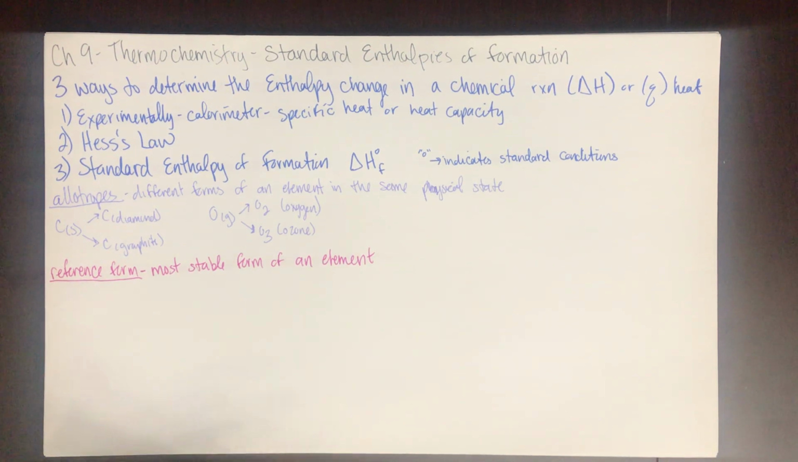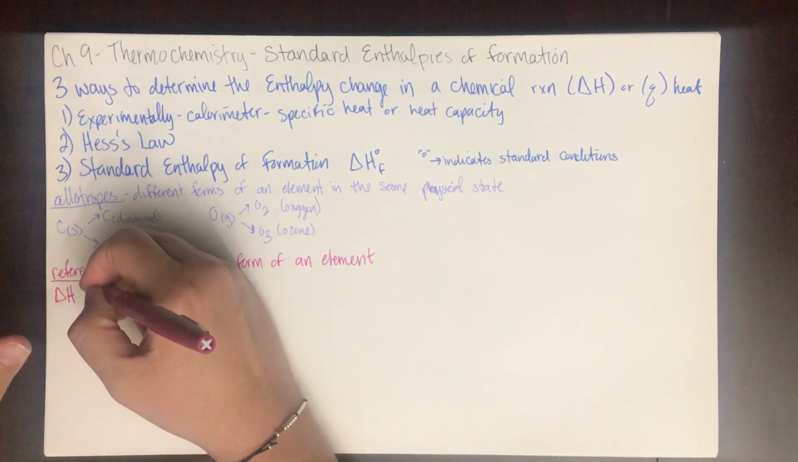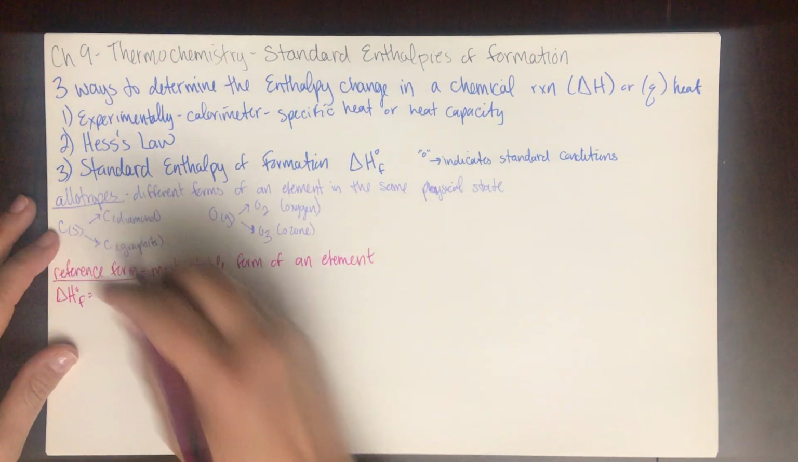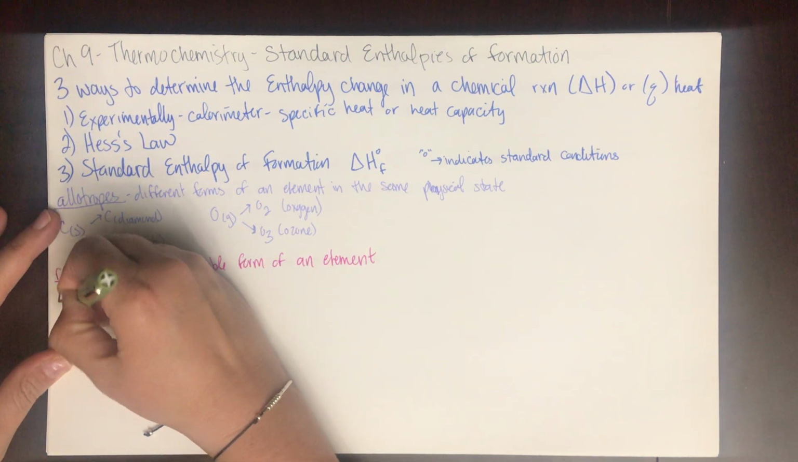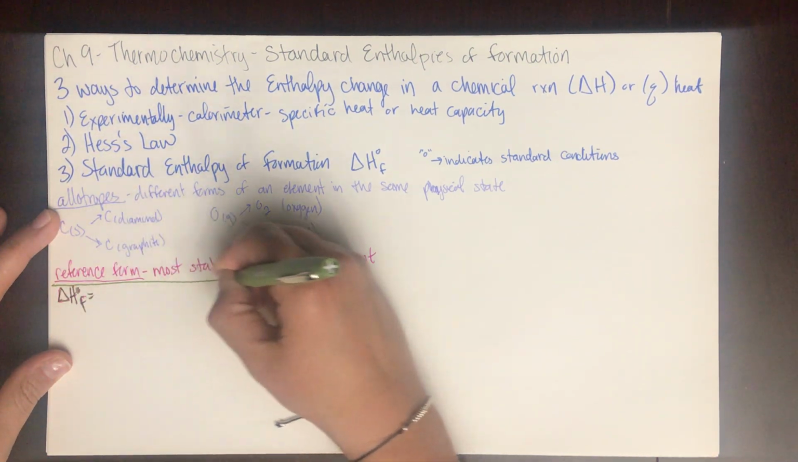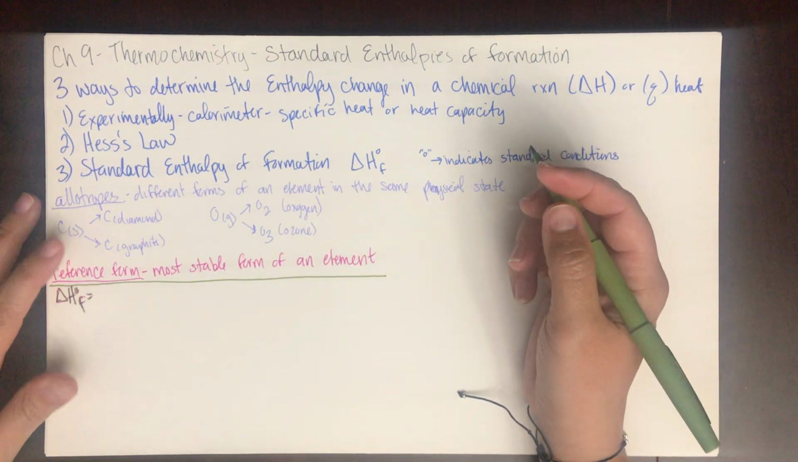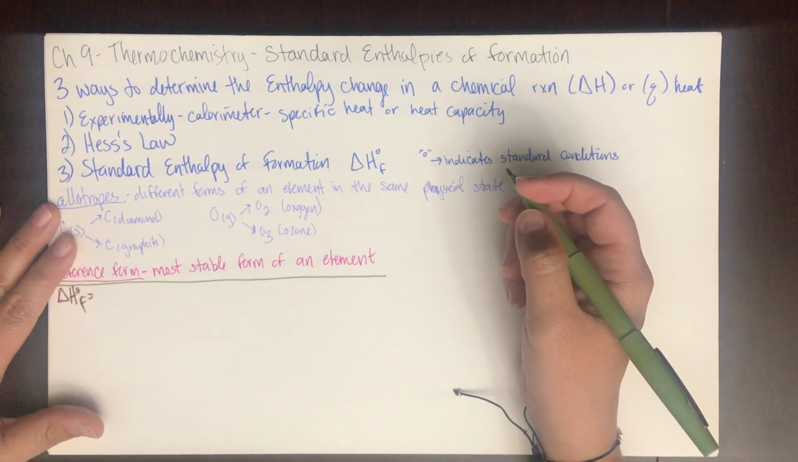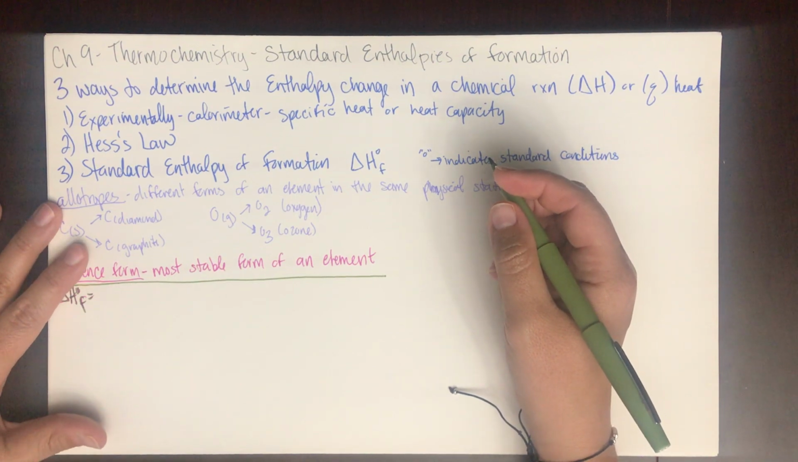So, when we're talking about calculating enthalpy change using standard enthalpies of formation, we are calculating the enthalpy of formation. I'm going to write delta H F. So now I'm going to change this here. We're switching. So it's the enthalpy change for the formation of 1 mole of a substance from its elements in their reference forms and their standard states. Okay.